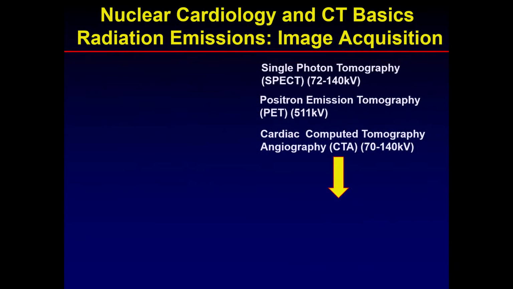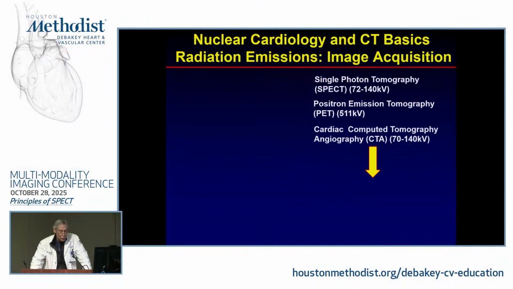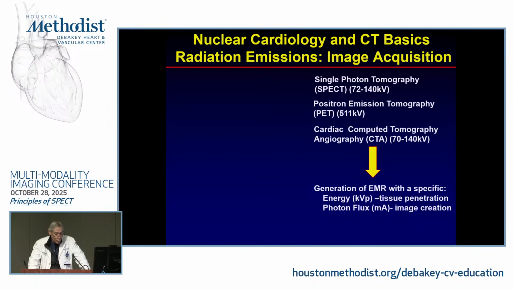So if you look at nuclear cardiology and CT, they're actually quite similar in many respects. Single photon emission computed tomography uses radio tracers anywhere from 72 keV, which is thallium, up to 140 keV. PET imaging is always 511 keV, although remember the energies of every different PET radio tracer is different. Some are very high energy like rubidium, and some are very low energy like F18. And CT, generally, we use kV in the range of 70 to 140.